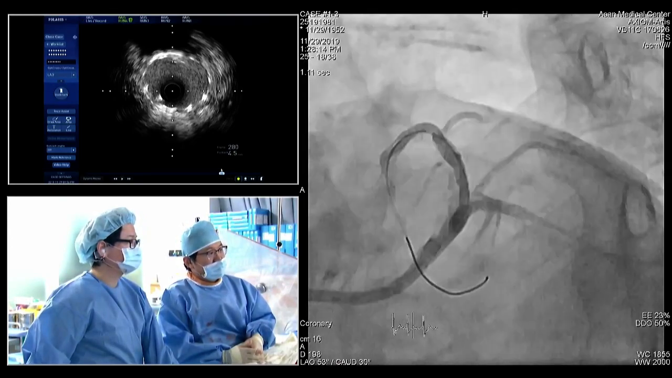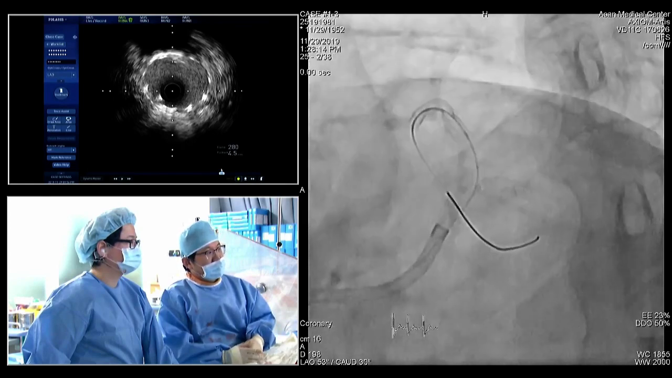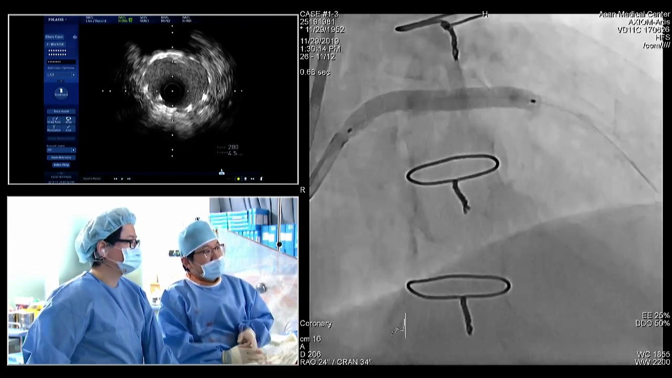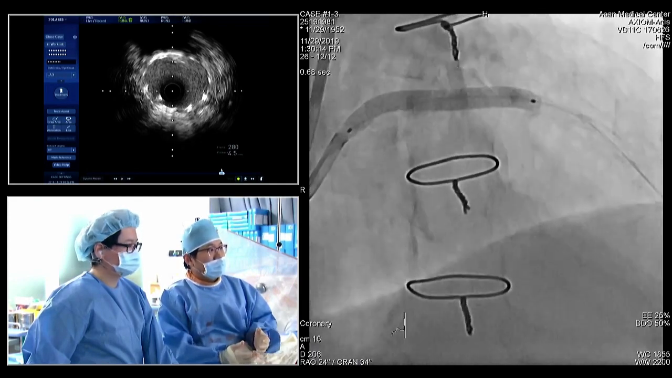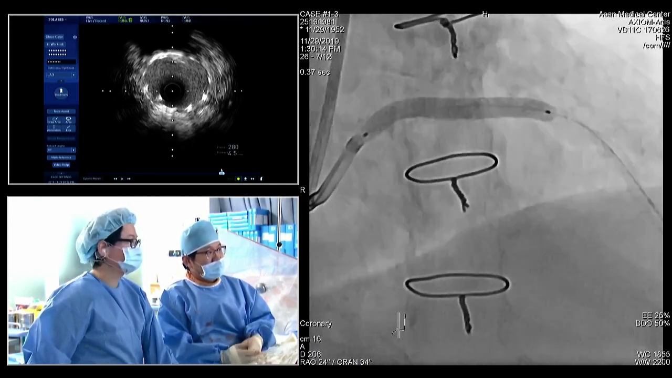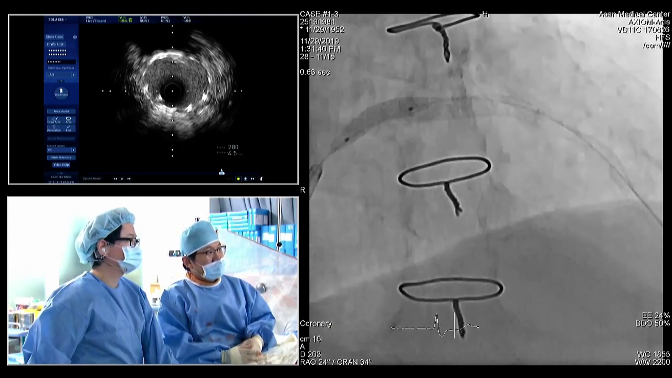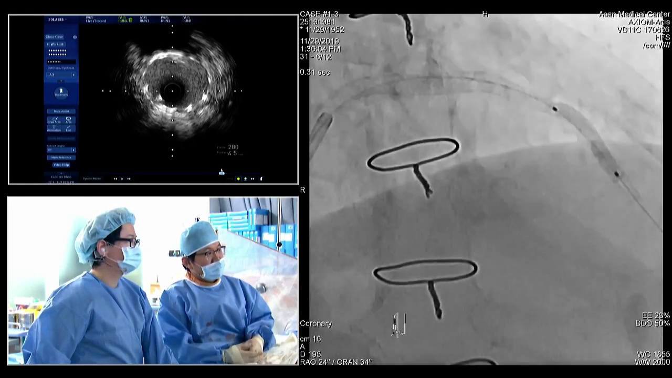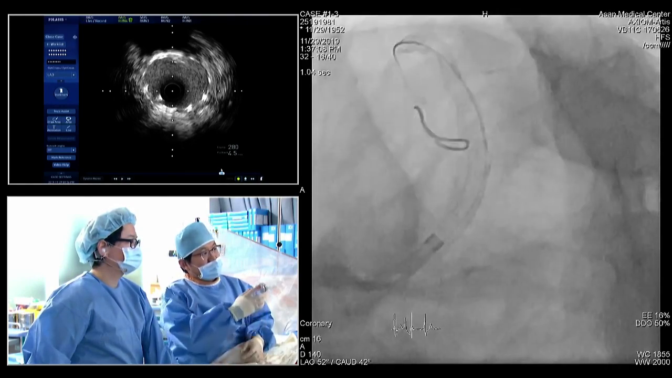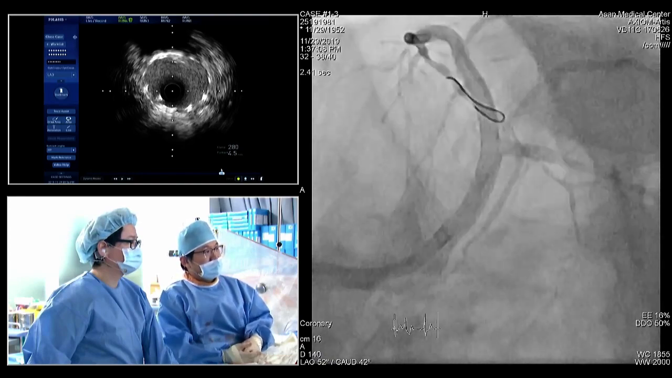Next. This is after circumflex stent implantation and crush. Next. This is IVUS. Vessel size is more than 4.0, from the left main to the proximal LAD. Next. This is stent optimization for LAD. Because the LAD stent is so under-expanded, I applied high pressure using a 3.0 high pressure balloon.